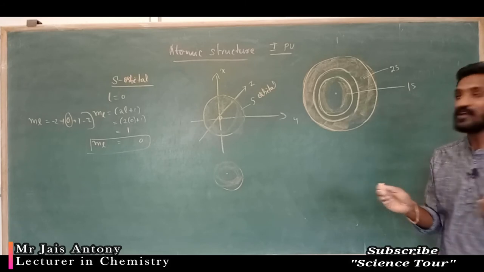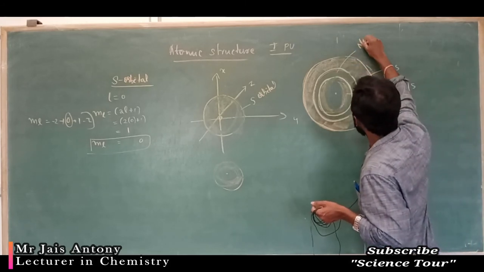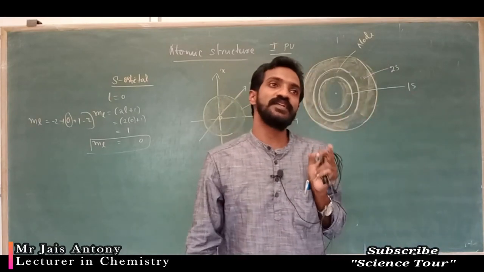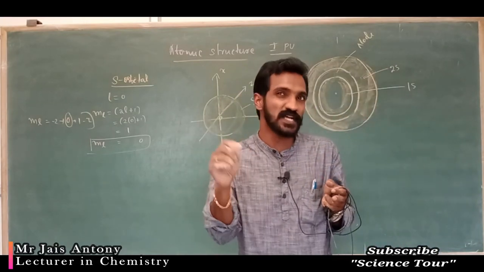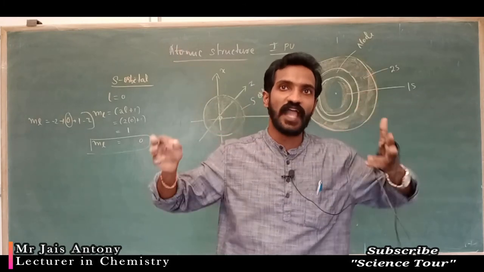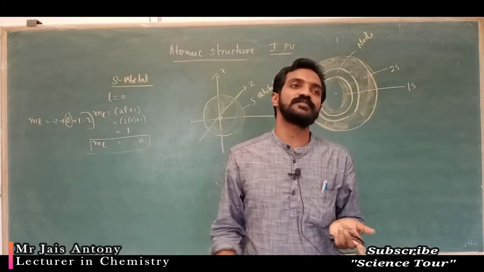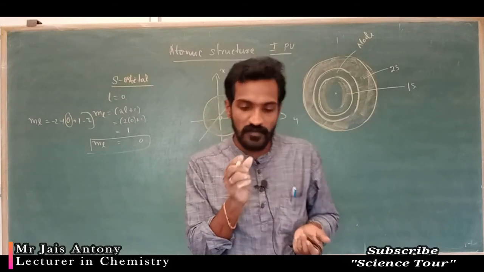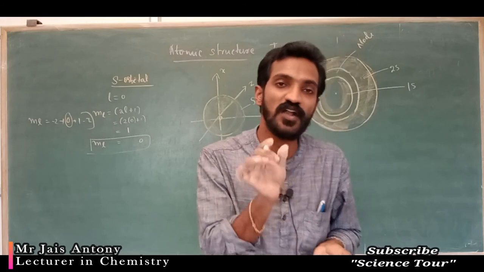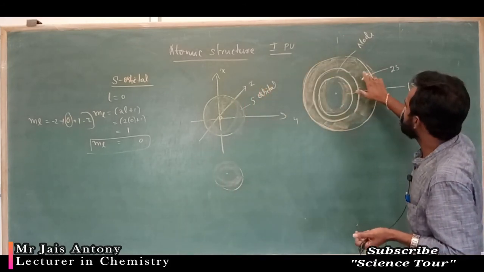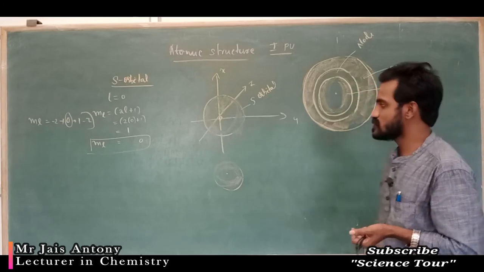This gap is called a node. In the node, the probability of finding an electron is zero. There is no electron, understood? 1s is over, after that one gap, again 2s orbital. That gap has zero electron, the probability of finding electron is zero, so it is called node, okay? 1s, after that the gap which is called node, and again 2s, understood?